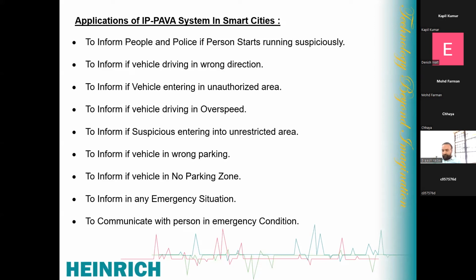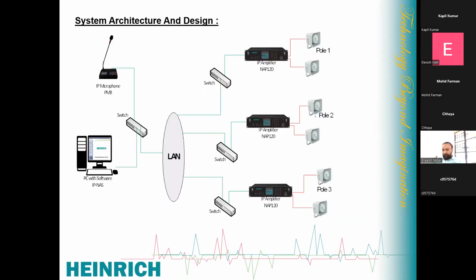You can have a two-way communication from the users or from the city people. You can have a two-way communication directly through the command control centers to inform about any emergency situation. You can announce in each and every location from your central command control center to communicate with the person in emergency. If any person in the city is having some emergency, they can communicate to your command center through two-way communication devices. So this kind of architecture you can plan if you are designing or working on smart cities.